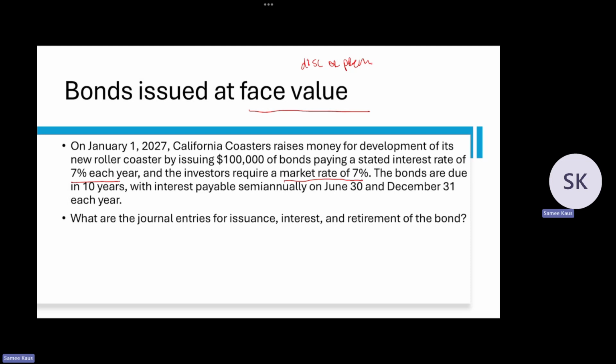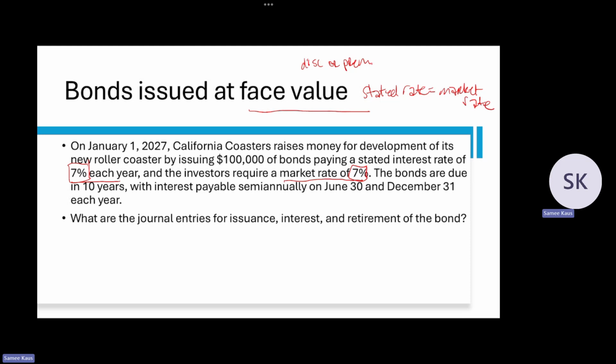We're going to talk more about both of these things as we get into the conversation about discounts or premiums. But when I read this, I see that California Coaster raises money for development of its new roller coaster by issuing $100,000 of bonds paying a stated interest rate of 7% each year. The investor requires a market rate of return of 7%. Because these two are equal, my stated rate equals my market rate, so the bonds are issued at face value. They're due in 10 years with interest payable semi-annually on June 30th and December 31st each year.